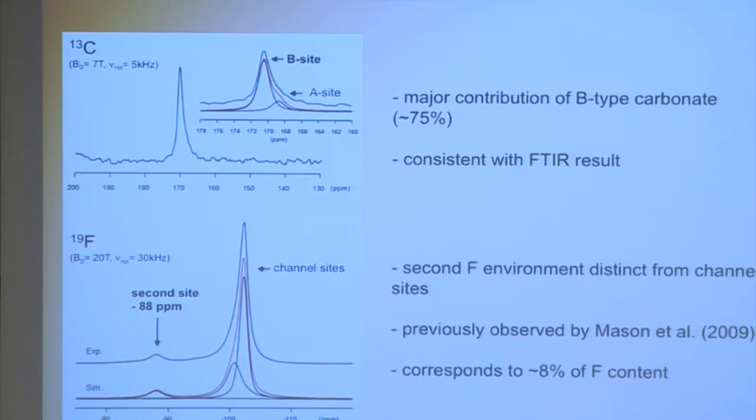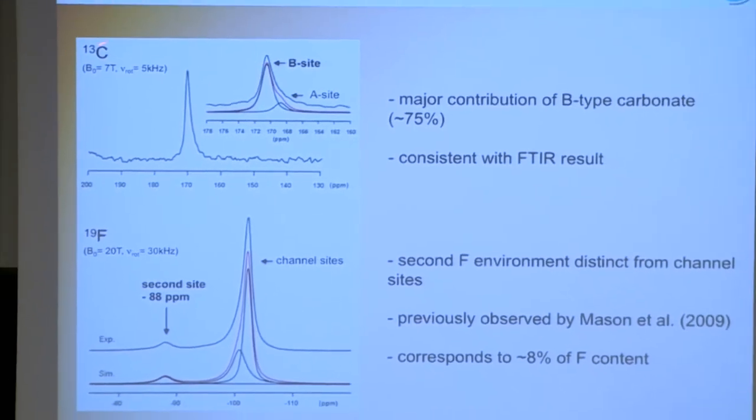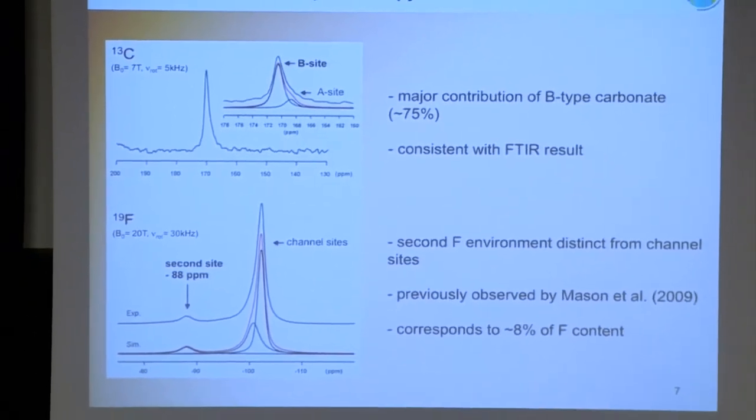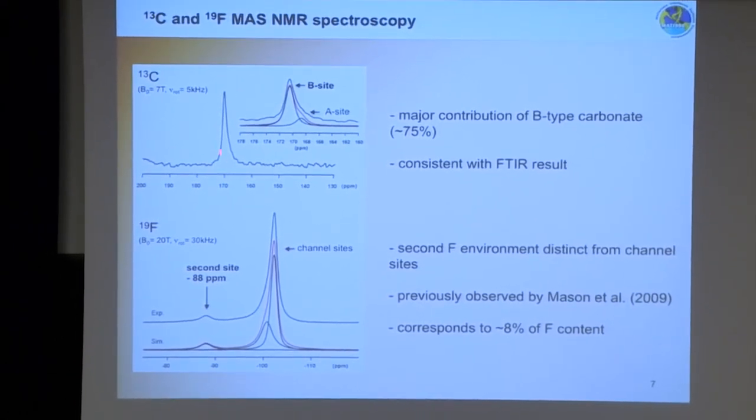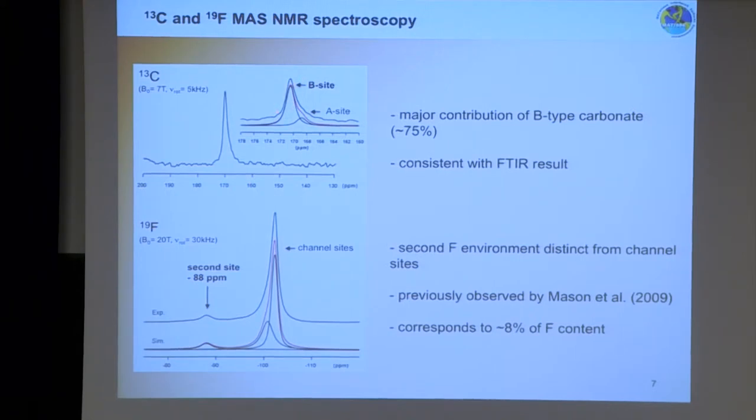the local environment of the carbon, for instance, using carbon-13 NMR spectroscopy. And here again, you observe a single, asymmetric signal, which is a clear indication that here again, you have a major contribution of B-type carbonate, which is fully consistent with the infrared spectroscopy results. More interesting is that you can also probe the environment of the fluorine.